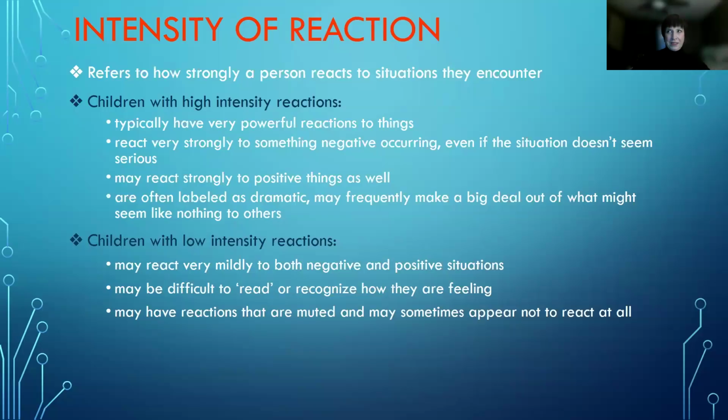Children that have a low intensity of reaction, and I'm sure you can almost write this yourself because they're opposites. They're on either end of the spectrum on that continuum. They react really mildly to positive and negative situations. And that can be a challenge as parents because you don't know, do they like it? Do they not like it? Kind of goes along with the child that is cautious. Their reactions can be very muted, and sometimes it doesn't even seem like they react at all, or they may react a few beats later. So patience is important with the child with low intensity reactions.